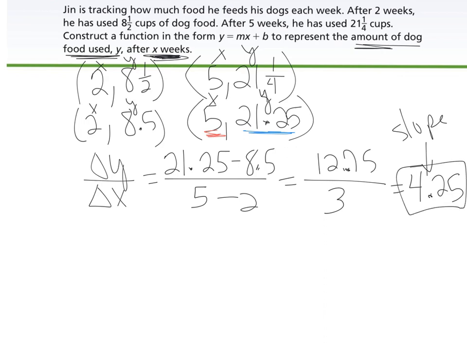And again, they're not asking us for this problem. A lot of times they like to do a follow-up question and say, what does the slope mean in the context of this problem? And then we just look at what our units are. Well, y was the dog food used in cups, so that would mean 4.25 cups, and we divided it by the number of weeks. So that means we're using 4.25 cups of dog food each week. Okay? So that's our slope.